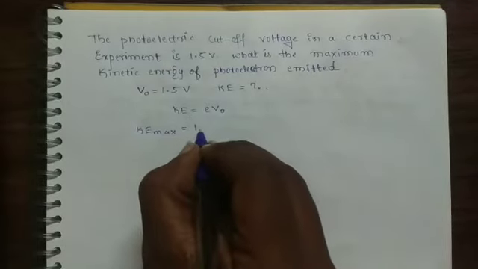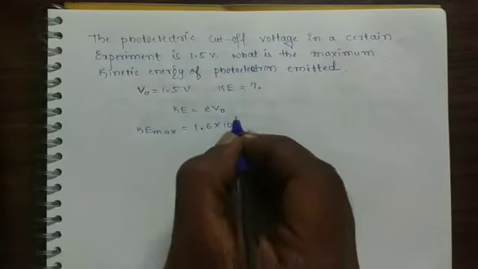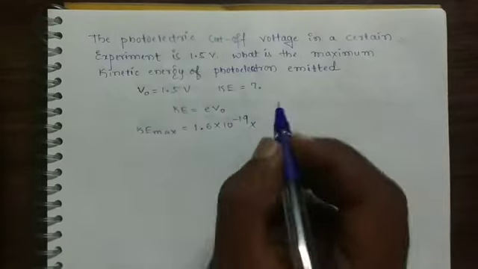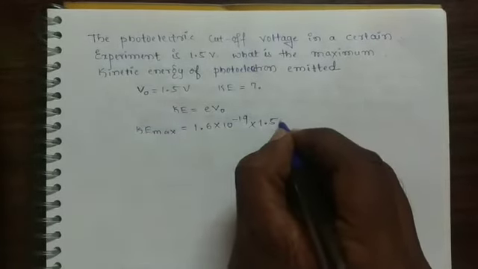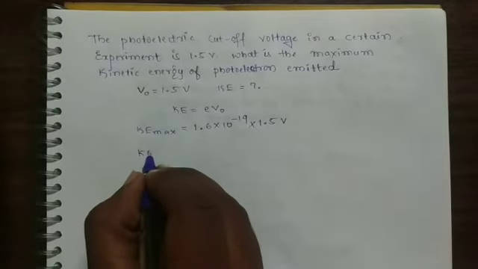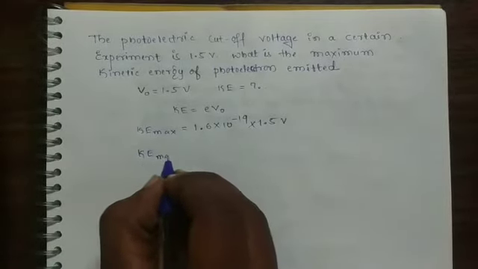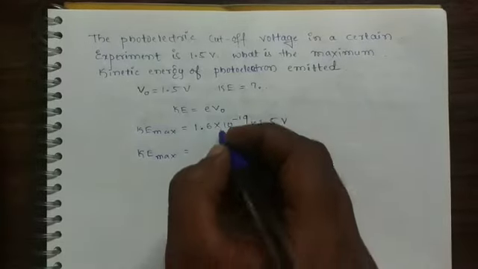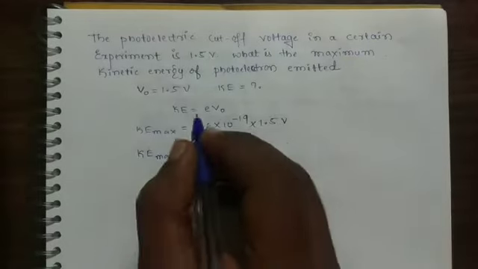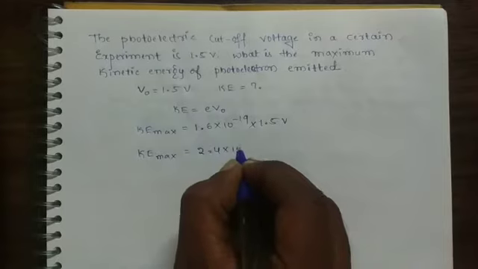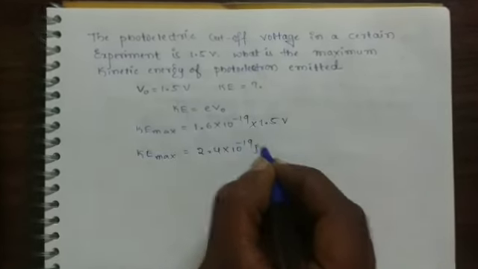e, the charge on the electron, which is 1.6 into 10 power minus 19 coulomb, into the stopping potential already given, 1.5 volt. So the kinetic energy is equal to 2.4 into 10 power minus 19 joule.